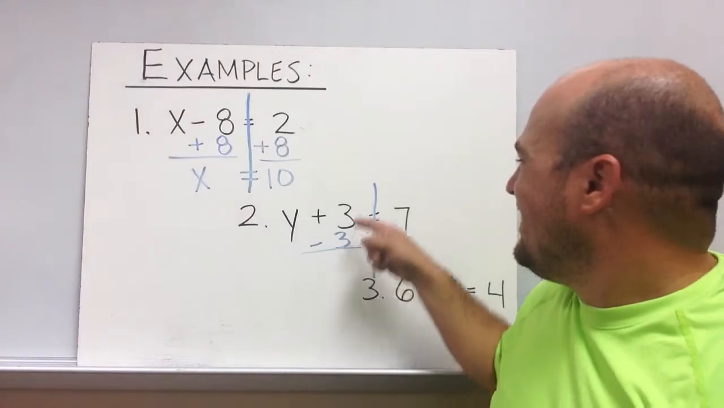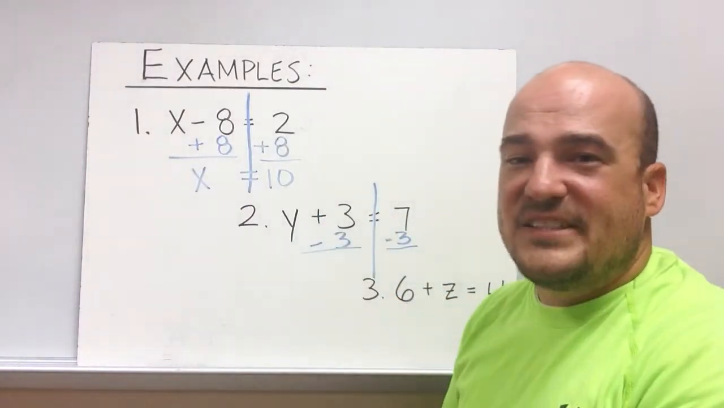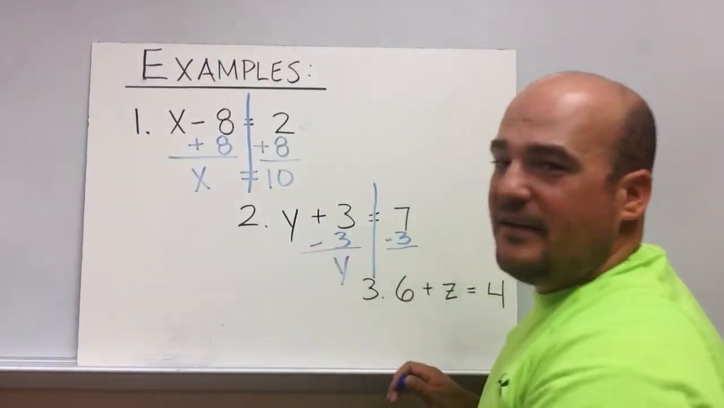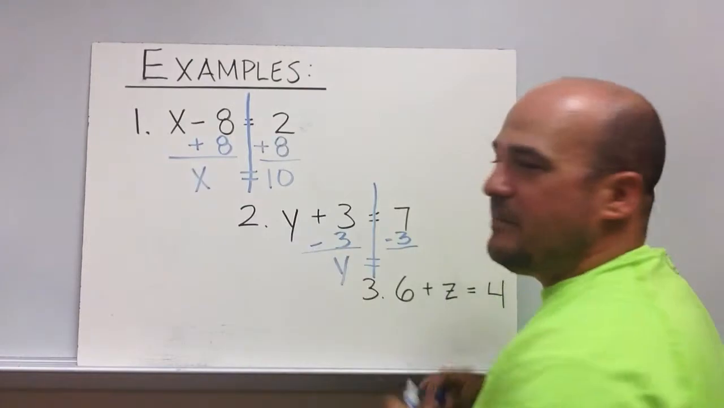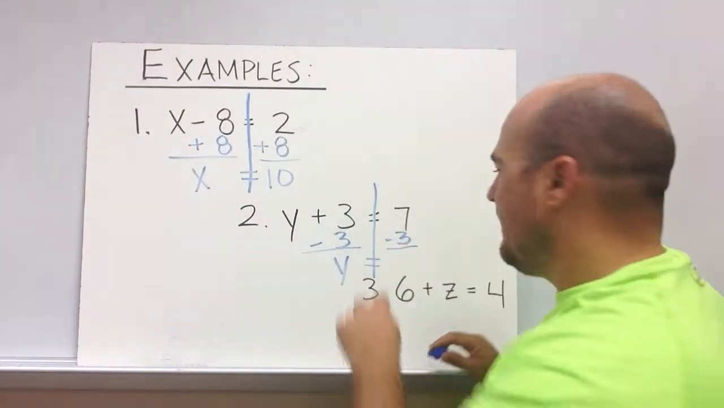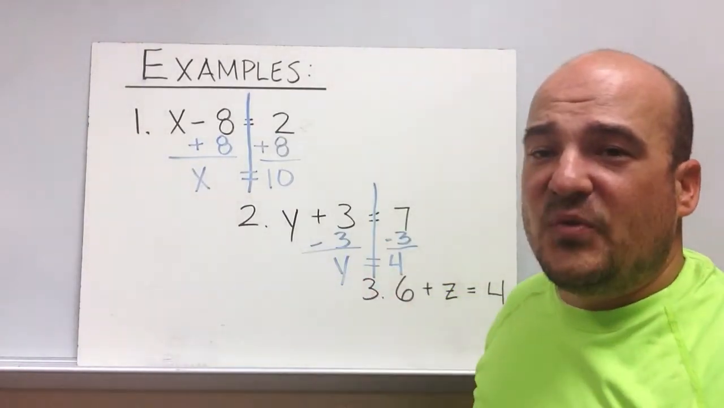So 3 minus 3 is 0. That gets rid of that constant. It's gone now. It turned into a 0, so I'm just left with y on that side. I still have my equal sign in the middle. And then 7 take away 3 is 4. And I get my answer, y equals 4.